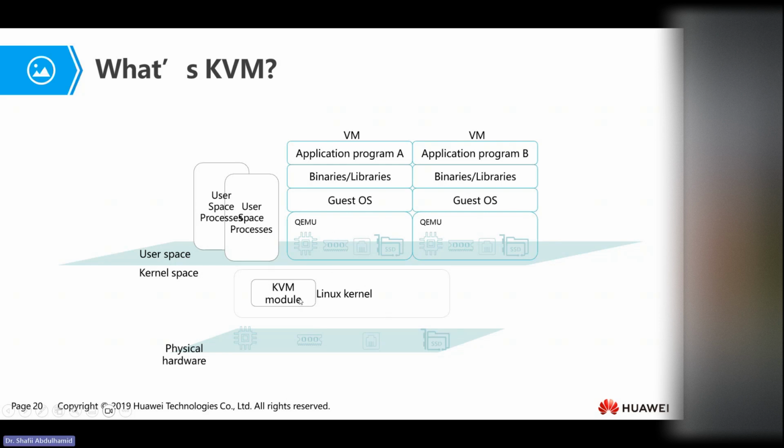Okay, so if we were to create the virtual machines, we will need what is called QEMU. QEMU is the manager of virtual machines in KVMs. Okay, so you can create virtual machines after installing QEMU in KVM. So we have the guest operating system, okay, then the libraries or binaries and the applications.